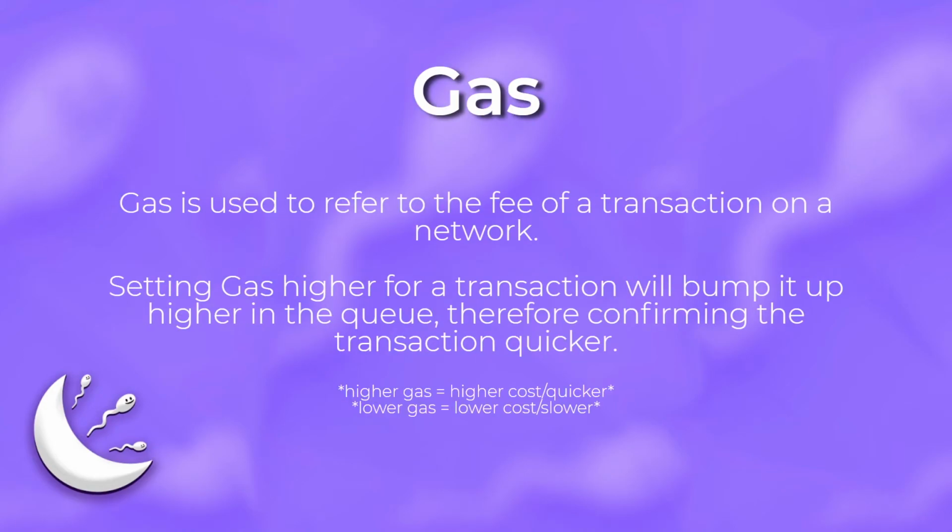Gas is basically just the fee of a transaction on a network. So setting your gas higher will bump it up in the queue. So every transaction is placed into the queue. Higher gas makes you go up higher in the queue so that your transaction will complete quicker. And setting your gas lower means that you'll be lower in the queue, but it will cost less. So higher gas is higher cost, but it's quicker to transact. A lower gas is a lower cost, but it's a lot slower to transact, and sometimes might even get canceled because it takes so long.